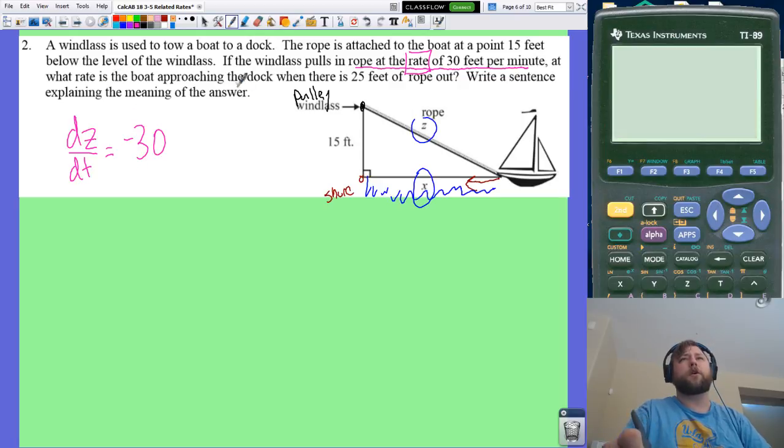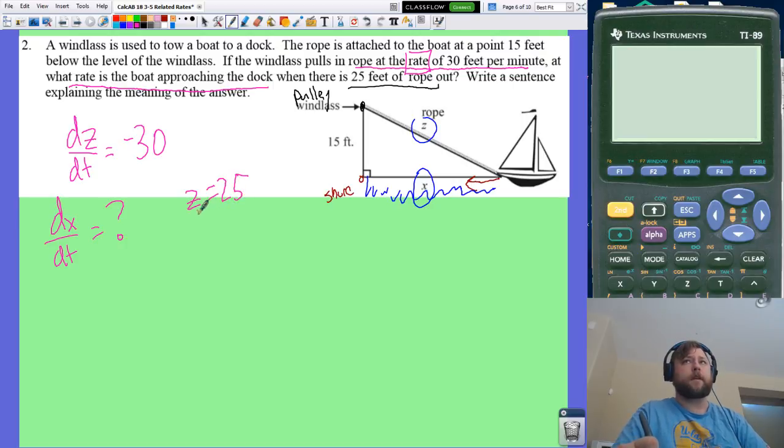At what rate is the boat approaching the dock when there's 25 feet of rope out? So what rate is the boat approaching the dock? So that's going to be the rate of change, dx/dt, is what you have to find. So that equals, I don't know. This is what I'm trying to find. And it happens when there's 25 feet of rope out. So when z equals 25. Okay? So that's all my information I have.